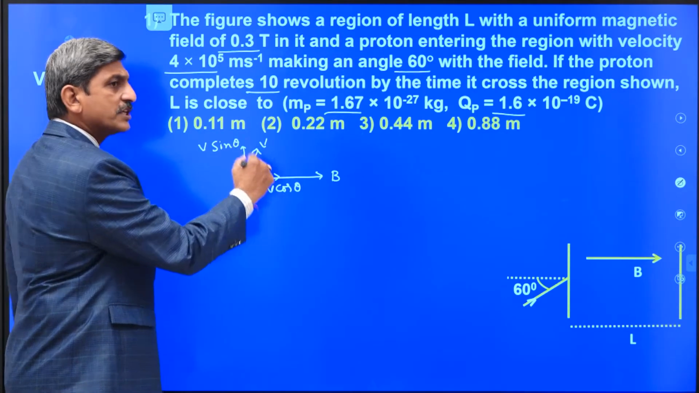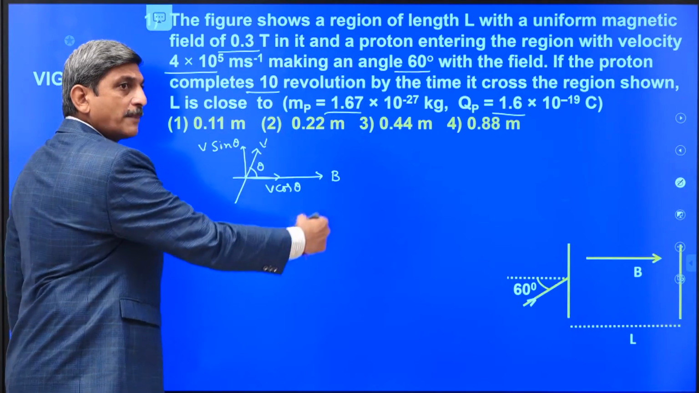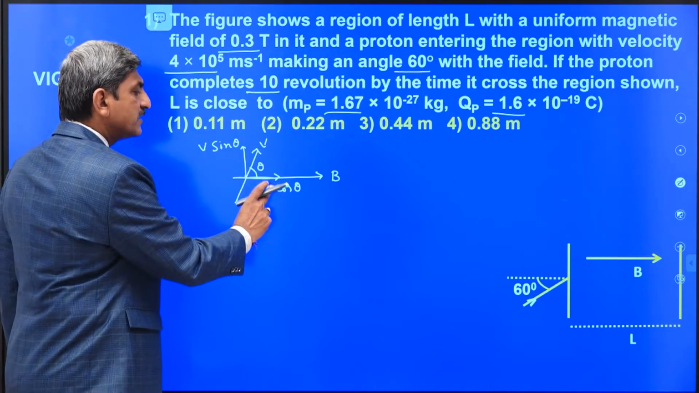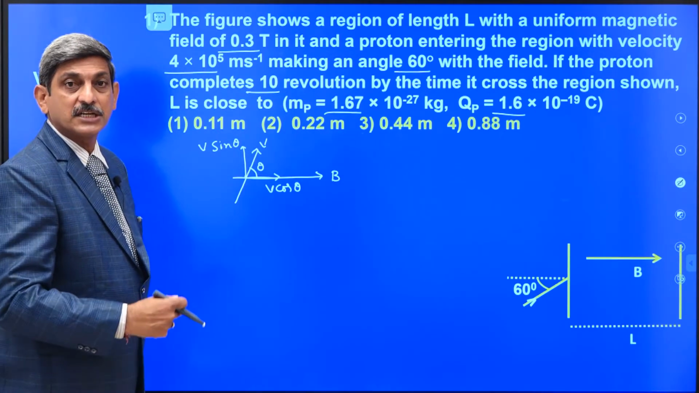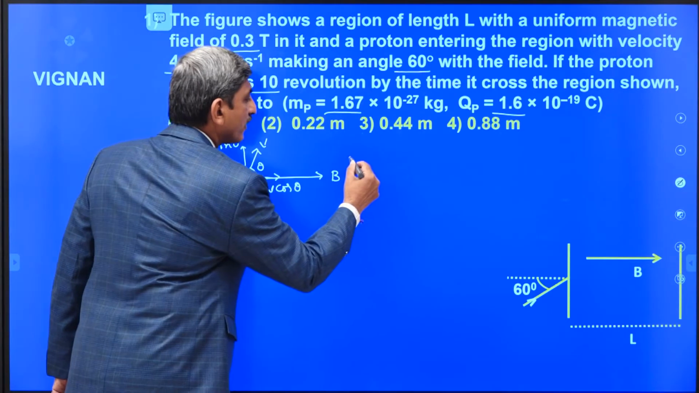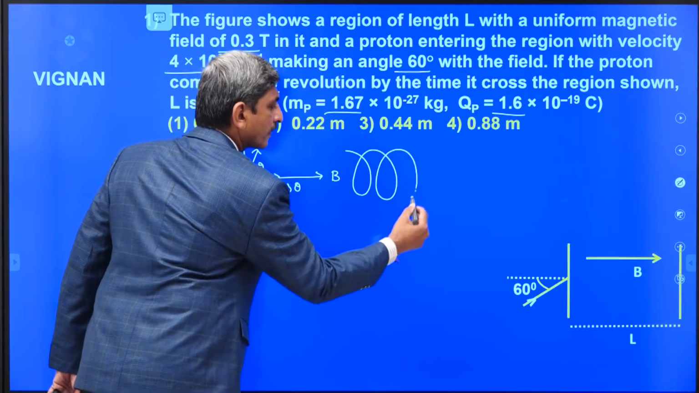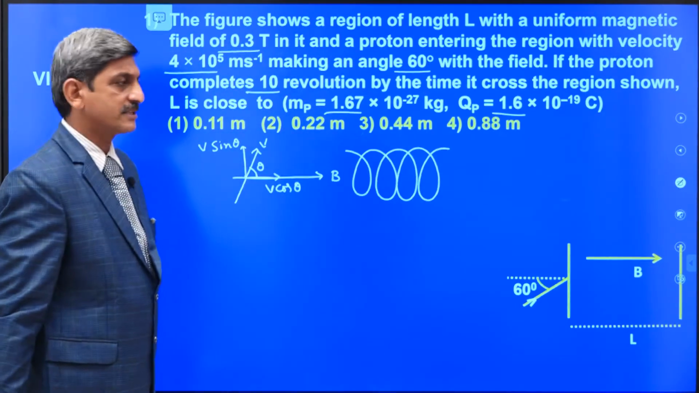Now, due to this component v sin theta, the particle describes the circular path, whereas this v cos theta advances the particle in the forward direction. As a result of that, the particle will be following the helical structure like this.